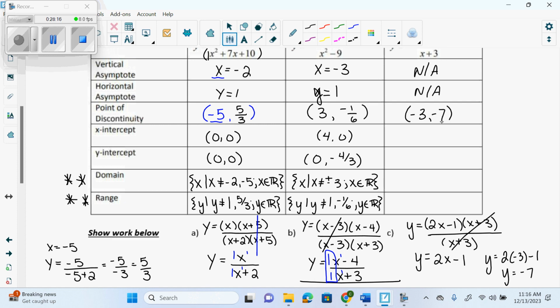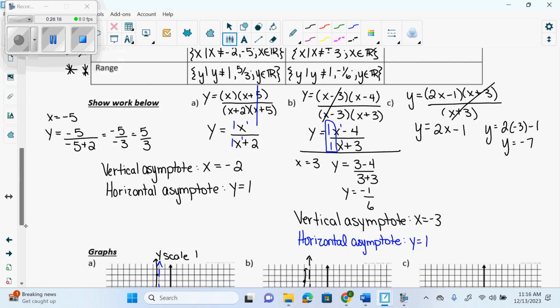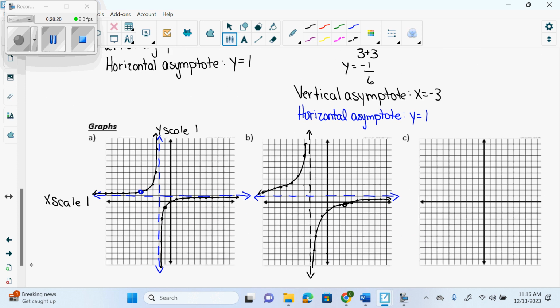So I'm at negative 3 and negative 7, open dot. 5, 6, 7. And then it's just a line, right? The line that was left over was 2x minus 1. So my y-intercept is at negative 1. And then my slope is 2 over 1. So I go up 2, right 1. Up 2, right 1, and so on.